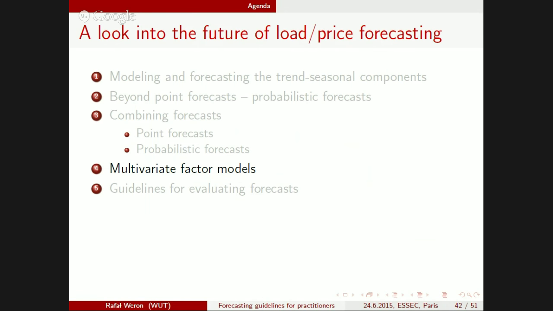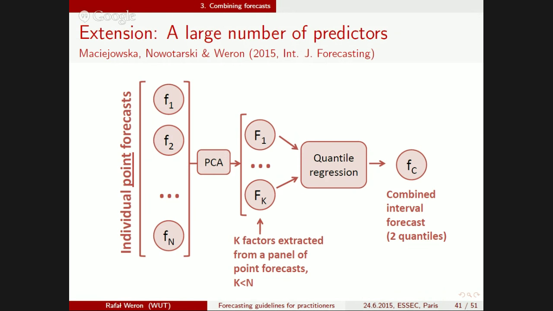Okay, multivariate factor models. And I guess we are slowly approaching the end of the presentation. In this slide, I've just introduced a dimension reduction method like principal components. This is a technique which can also be used when thinking about point forecasts of prices or loads. A technique that has not been used very often in the past, but in the last 5 years, it has gained interest in the energy economics community.